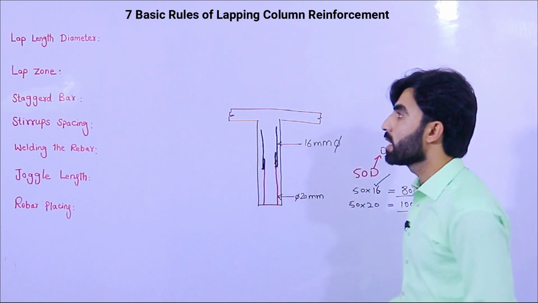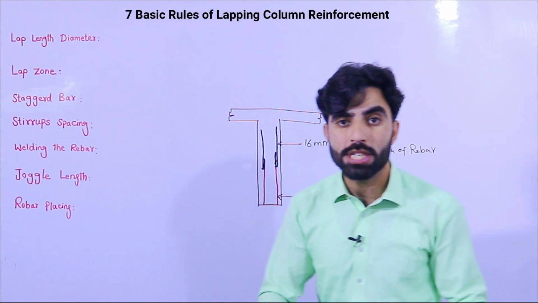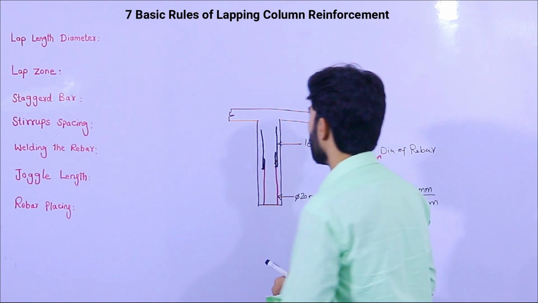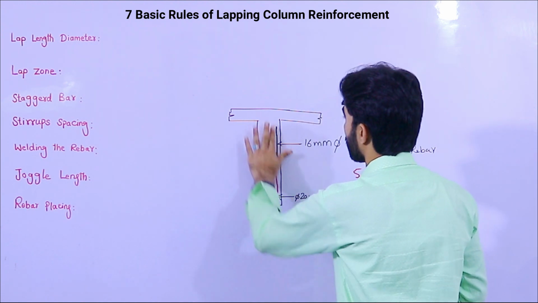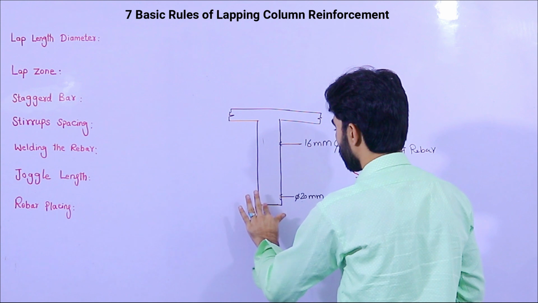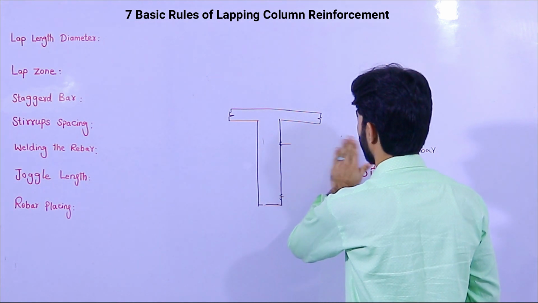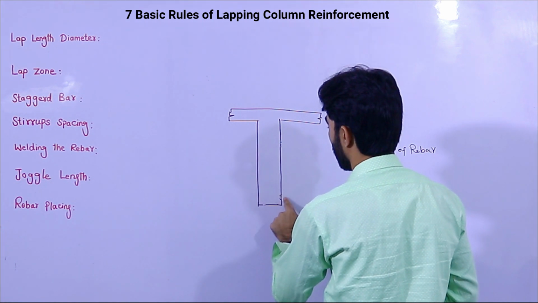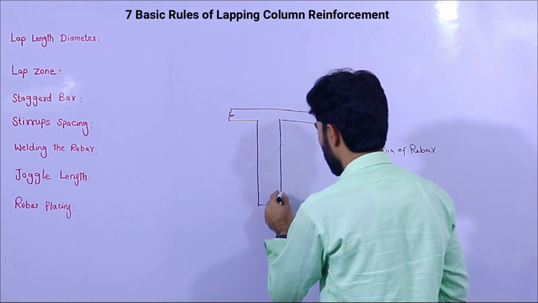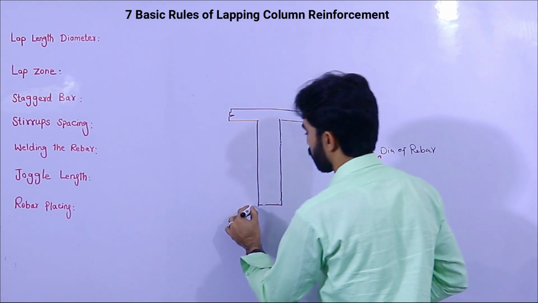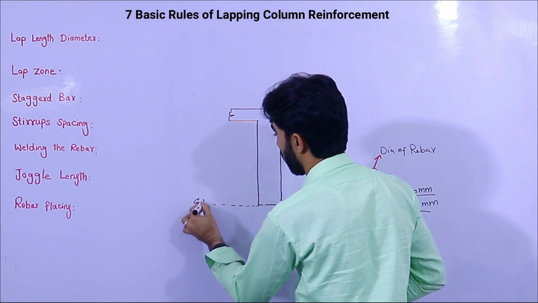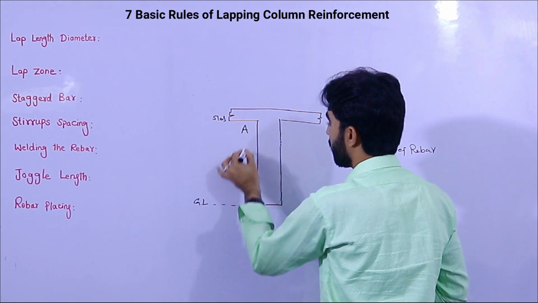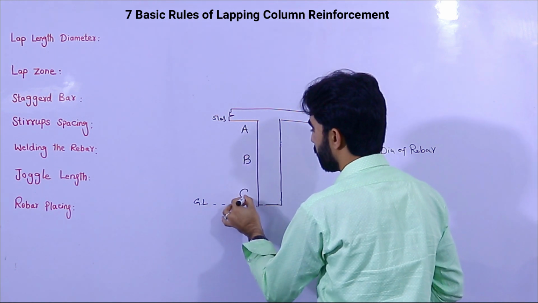Now the second one, guys, is the lap zone. Where is the best place to provide lapping length? Here you can see clearly this is the column. I will make a modification in this one because I don't have space, and also I want to make it clear to you easily. So we have three portions here. This is the ground level and this is the top, which is the slab. So here we have A, B and C.